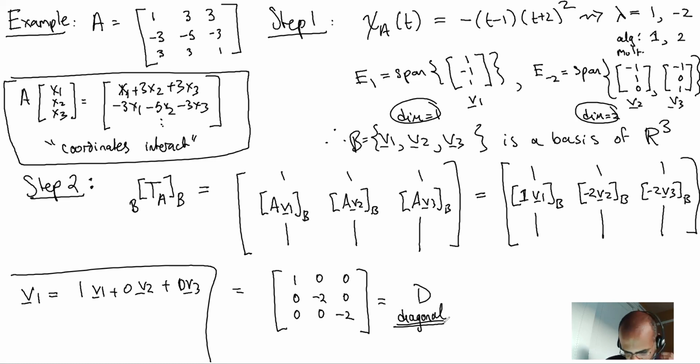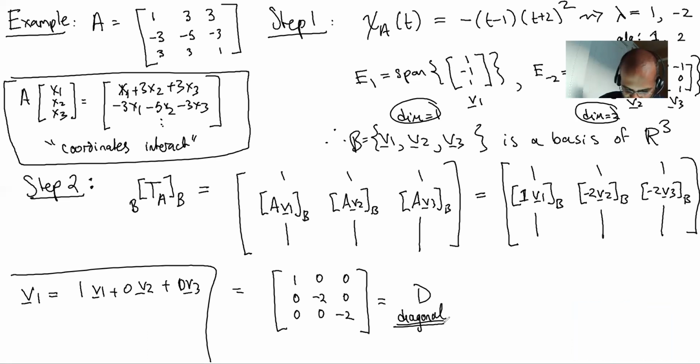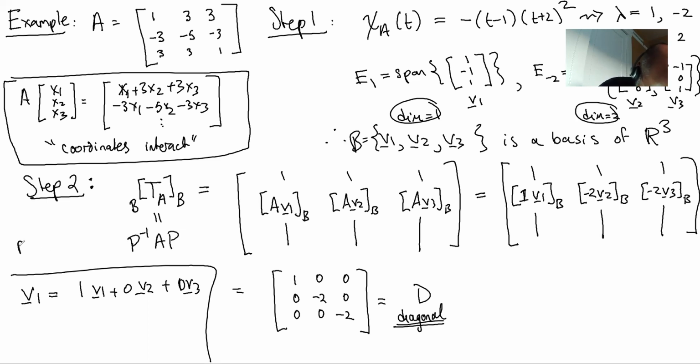So that's the whole point: if you have a basis of eigenvectors and you express the linear transformation in that basis, you always get a diagonal matrix. And algebraically, this is equal to P inverse AP, for P having these vectors as columns.